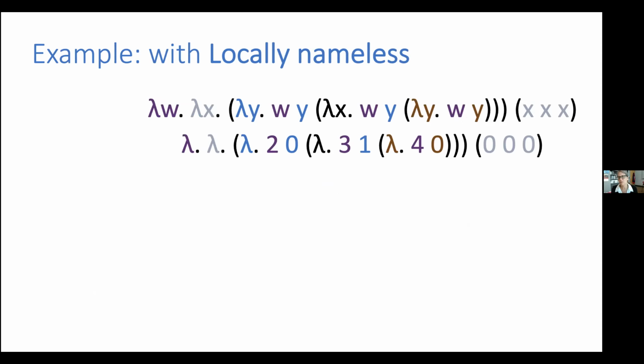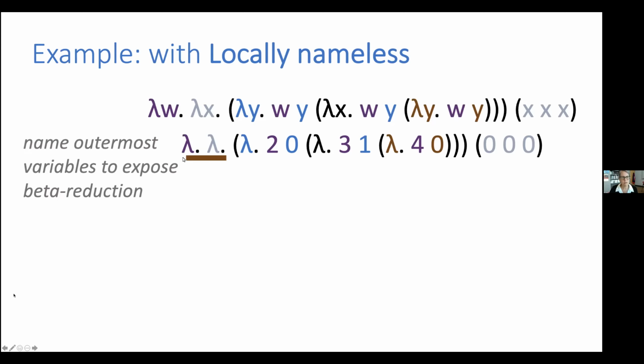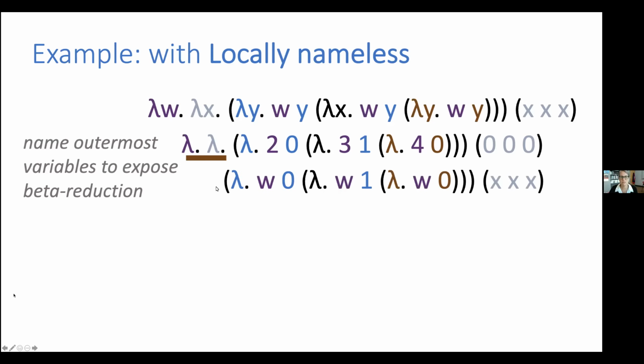We're not going to do the reduction immediately. What we're going to do is go into this term and turn these outermost bound variables into free variables before we do any kind of substitution. So our very first step is to name these bound variables and turn them into names. I'm going to pick W and X for those: W for the purple bound variable and X for the gray bound variable. And so the first step is to expose this beta reduction.